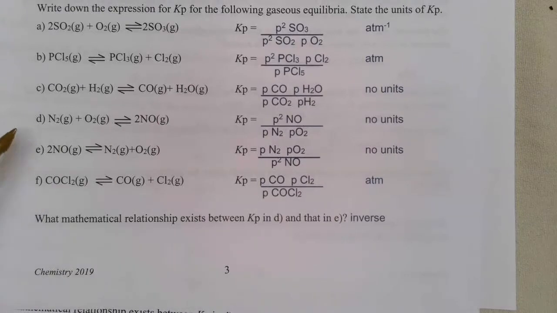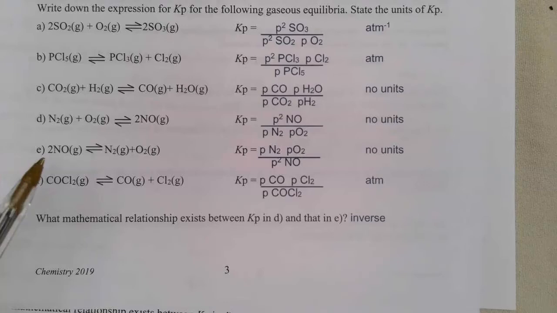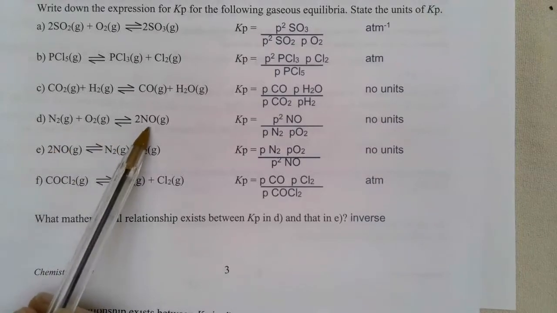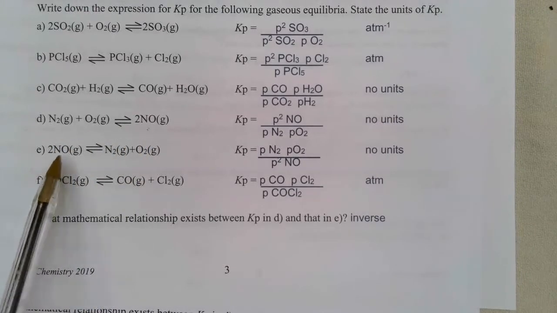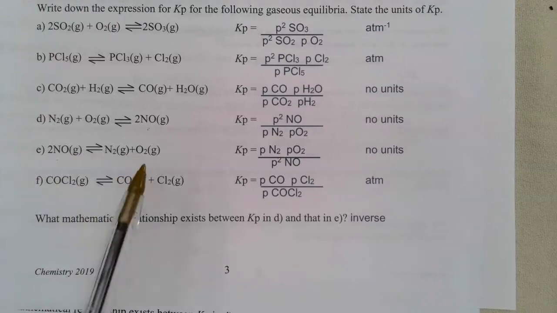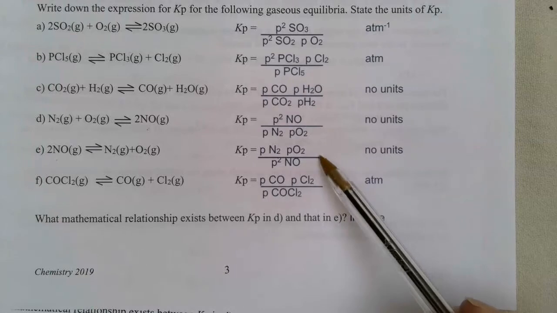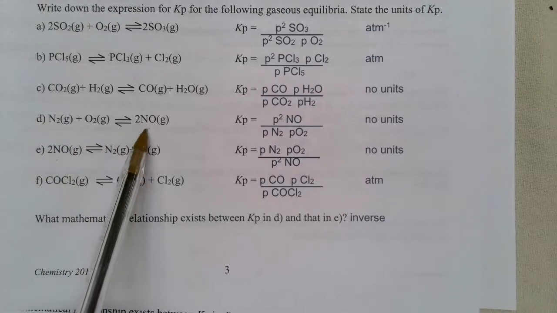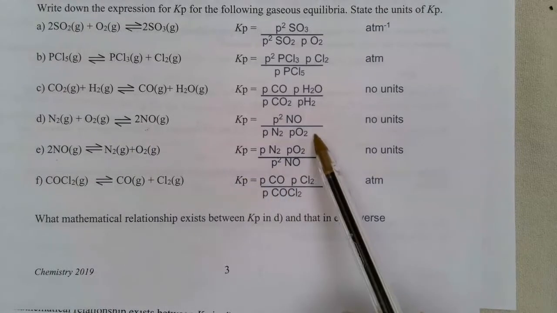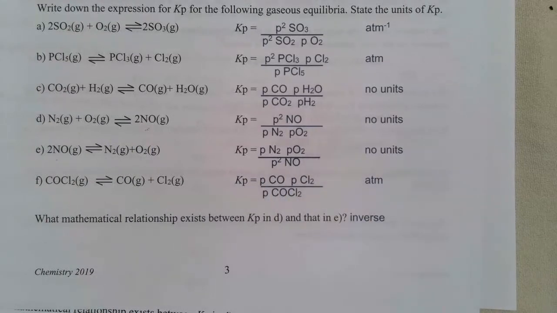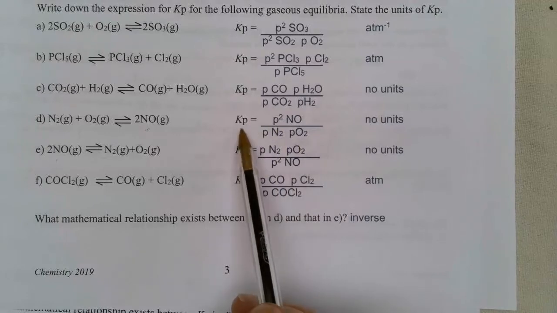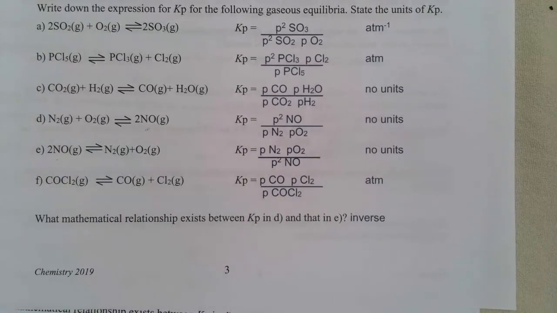Now if you look at D and E, you should see that they are the reciprocal of each other, because this is nitrogen and oxygen reacting to form nitrogen oxide, and here the nitrogen oxide is breaking up to form nitrogen and oxygen gases. And so you can see here the relationship, they are the inverse relationship between these two. So it's very important that you give a balanced equation so that we know which Kp value we're actually calculating, because obviously the Kp value will change dependent on the equation that we're actually using.